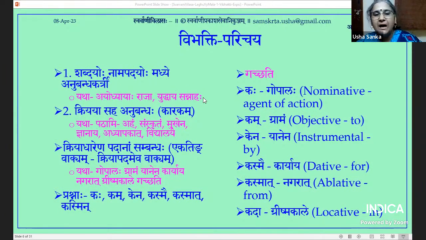Okay, so Yuddhaya Sannahaha means getting ready, the preparation for war. Please listen carefully: for war. Yuddha and Sannaha are two words, and these are connected by "for". This is what Vibhakti does. Vibhakti connects two words. That is the basic thing it does.